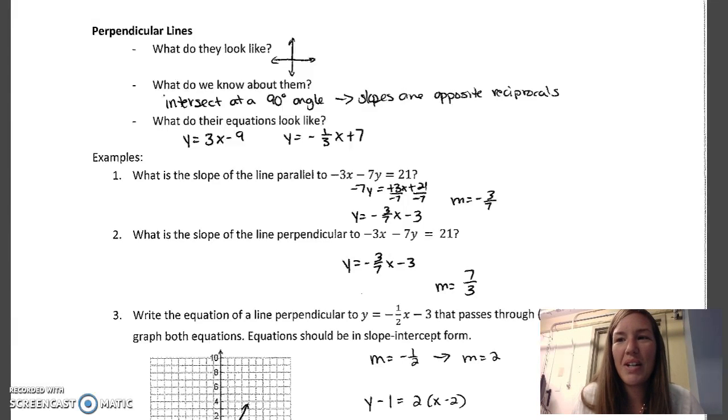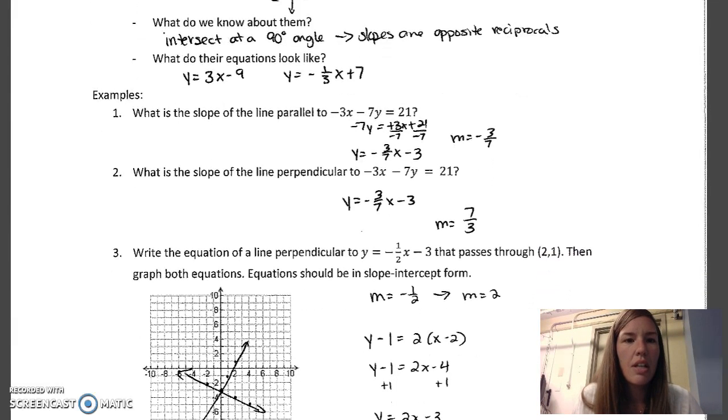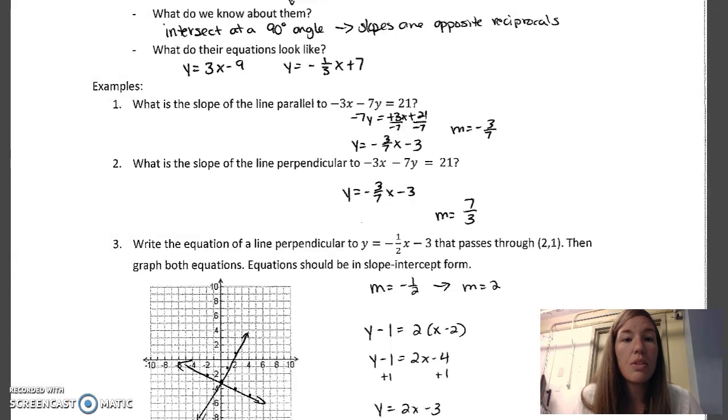All right, let's jump into our examples. So go back to your notes. We've got examples of y equals 3x minus 9 and y equals -1/3 x plus 7. So again, intercepts are different, slopes are opposite reciprocals.